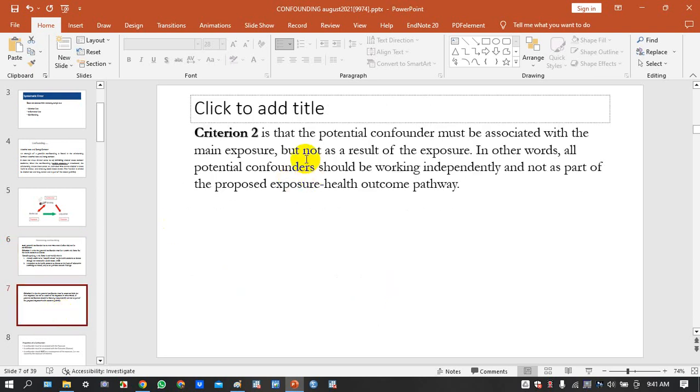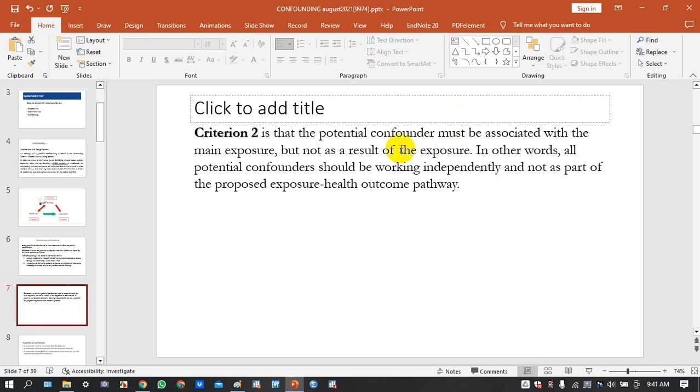So criterion 2 is that the potential confounder must be associated with the main exposure, but not as a result of the exposure. The exposure, which is alcohol drinking, and smoking are related, because every smoker will drink and every drinker will smoke. So they should be related.